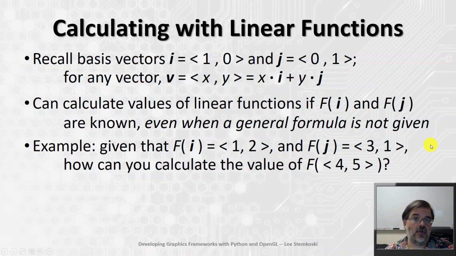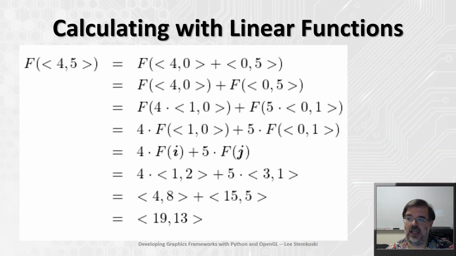For example, let's say you have a linear function f, and you know that f of i equals 1, 2, and f of j equals 3, 1. Just based on the fact that it's a linear function, it's possible to calculate the value of, for example, f of 4, 5. Now, how can we calculate that? Well, it just comes from the linearity properties. To start, with f of 4, 5, we'd start off by breaking up 4, 5 as a sum, 4, 0, and 0, 5. And we know that because the function f is linear, we could write that as this sum.